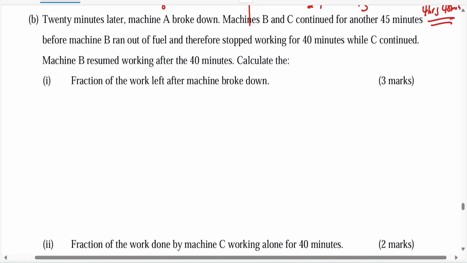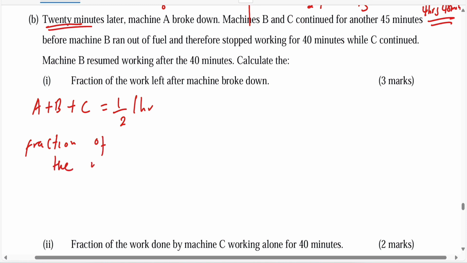So remember, A, B and C were working together, and at what rate were they working together? They took a half per hour. Now for those 20 minutes they worked together. So the fraction of the work done in 20 minutes will be how much?